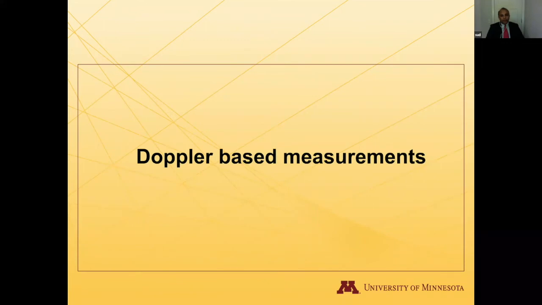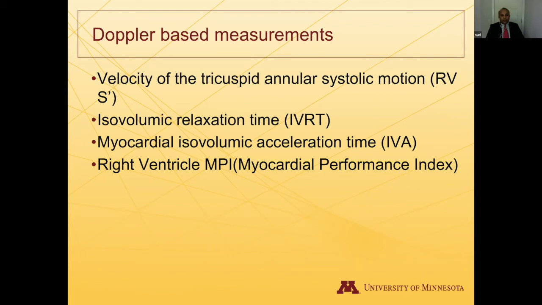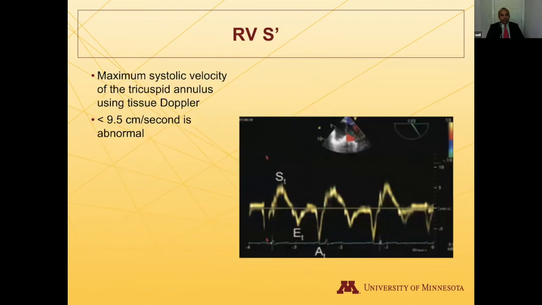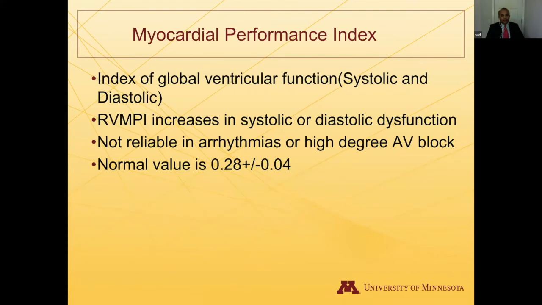Okay, some Doppler-based measurements. It can be used to measure the myocardial velocity and tissue Doppler. There are a few parameters here; I'm not going to go through everything in detail. The right ventricular myocardial performance index is kind of load independent, and it will tell you both diastolic and systolic functions of the right ventricle. Here's the RV S prime. That's the RV MPI. 0.28 plus or minus 0.04 is considered normal.